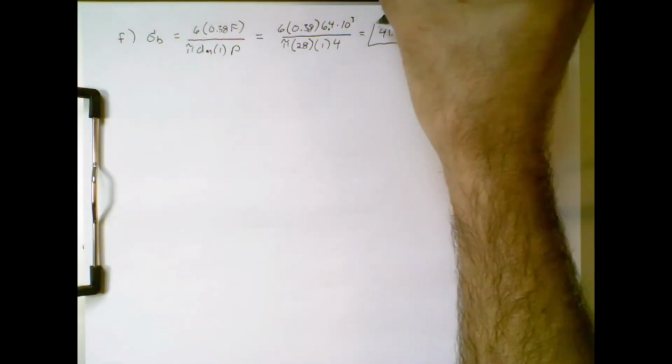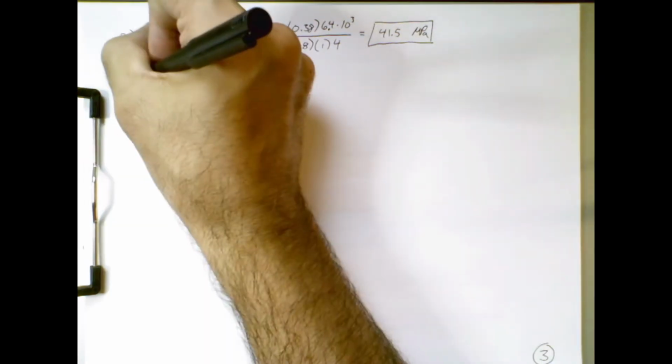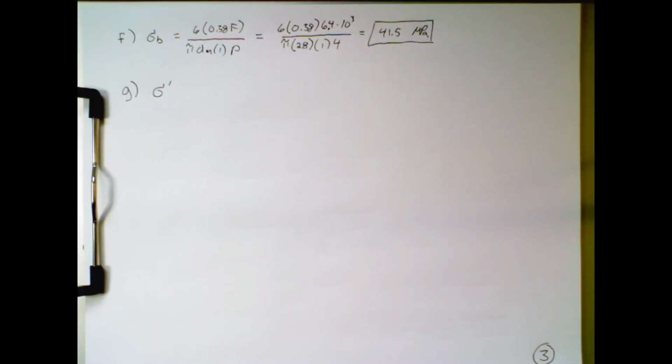Now, this is a significant number. This is likely what's going to dominate the stress state of this system. And as we've seen in other components, bending has a significant contribution to stresses. Part G, moving on, we're going to look at the von Mises stress at the thread root. So what exactly does this mean? What are we looking at?